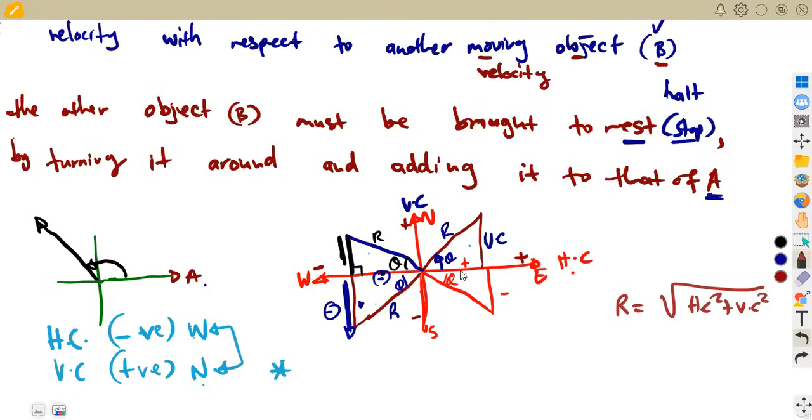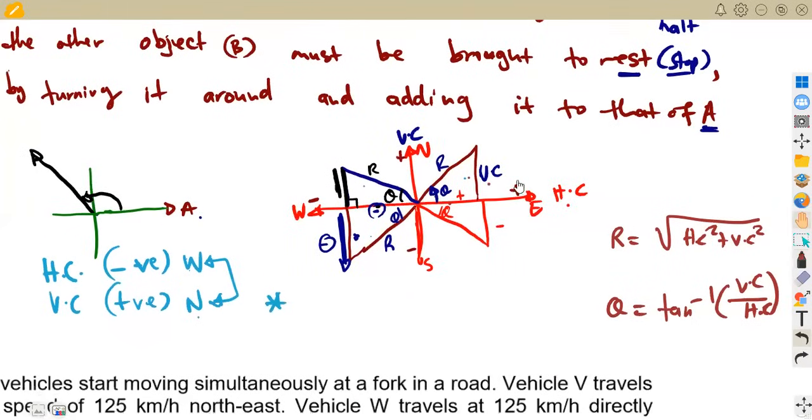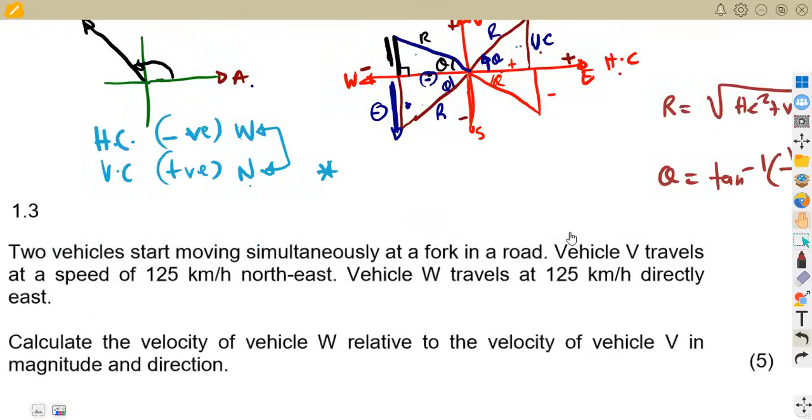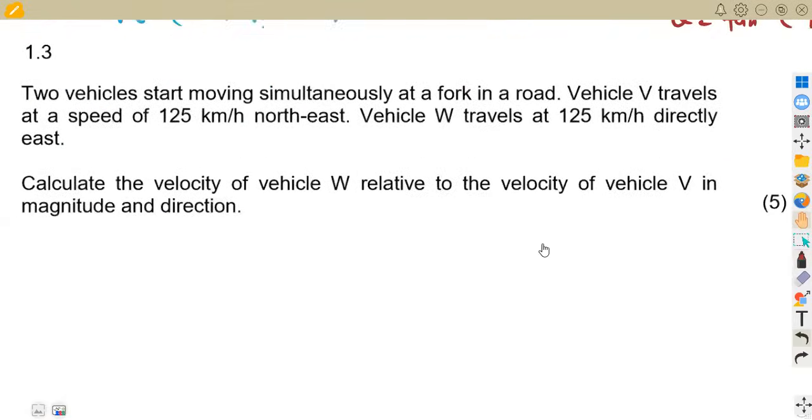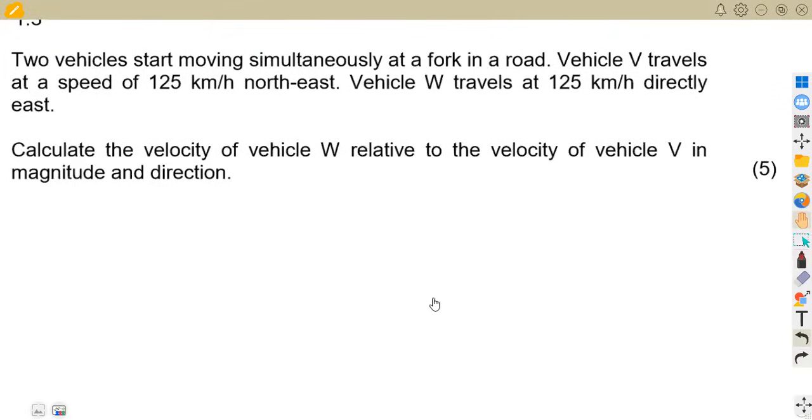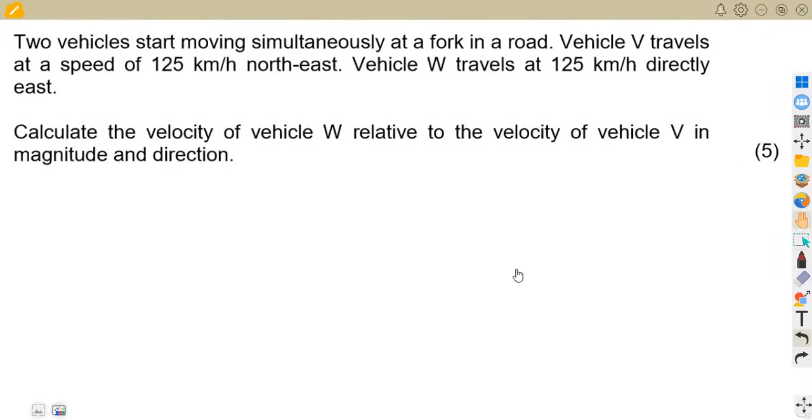In order for us to find theta, we've got the opposite and the adjacent. So theta is going to be arctan of the opposite, which is the vertical component, over the horizontal component. The sign that is there simply indicates the direction. So you don't consider the sign, just take your values as positive. It's not an effect.